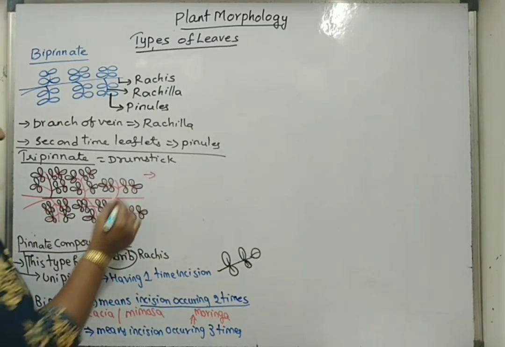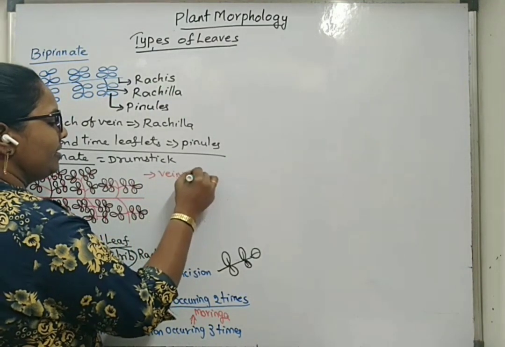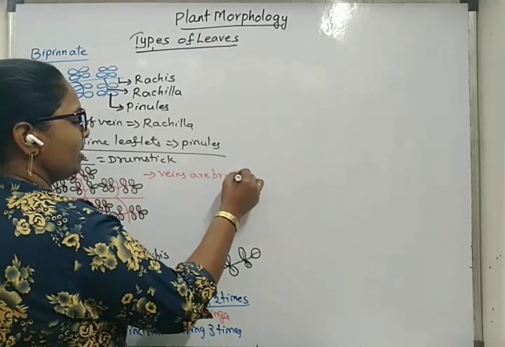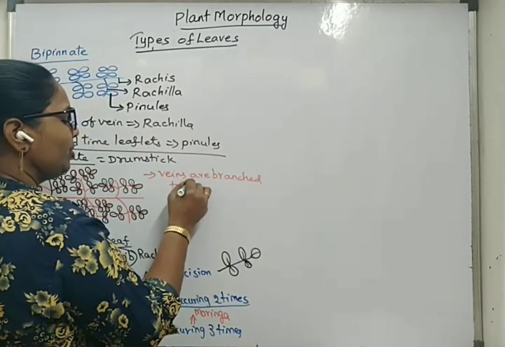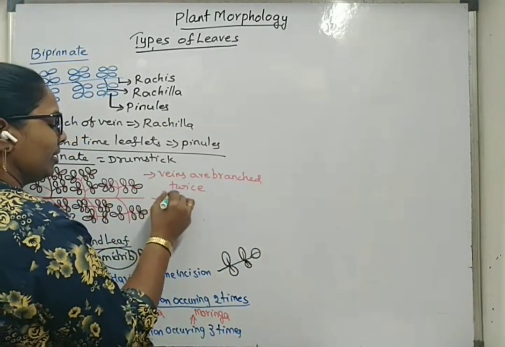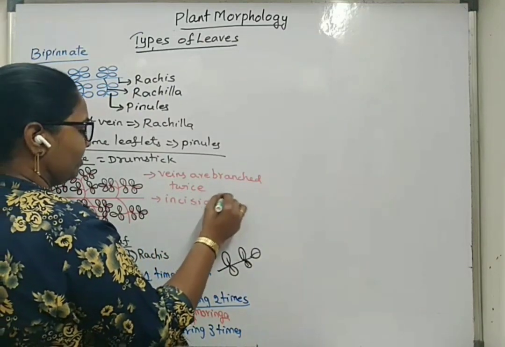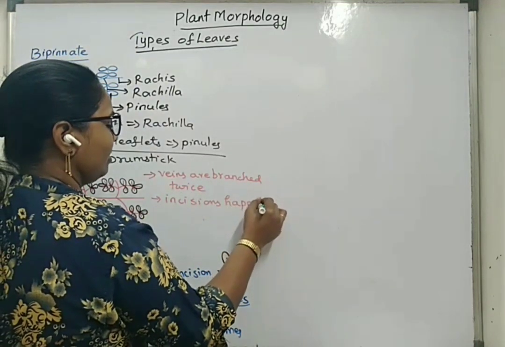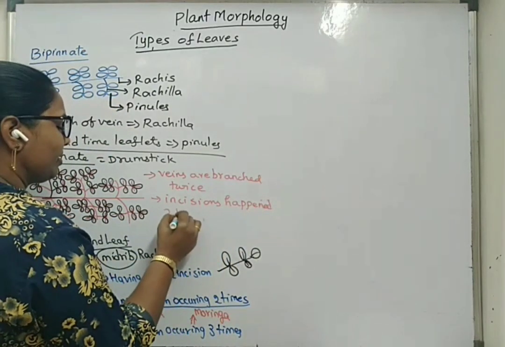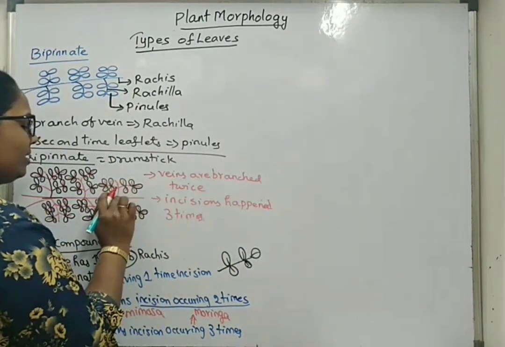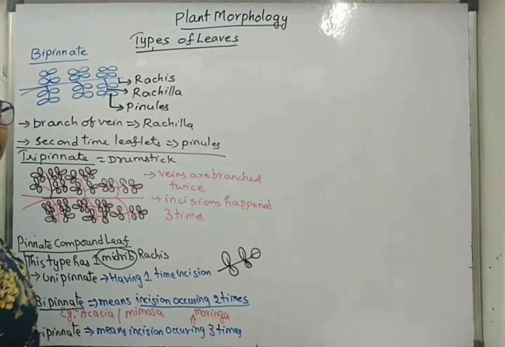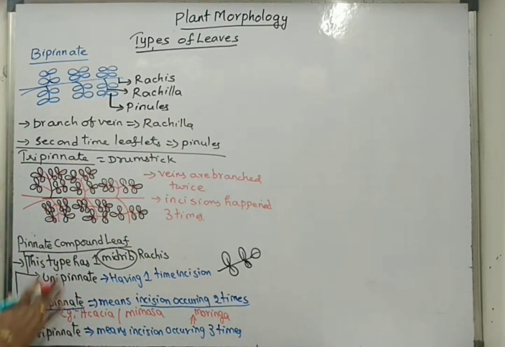Write points. Veins are branched twice, 2 times. Incisions happened 3 times. So here once, 2 and 3, third time. So this is about unipinnate, bipinnate and tripinnate of pinnately compound leaves. Now we will see about palmately compound leaves.